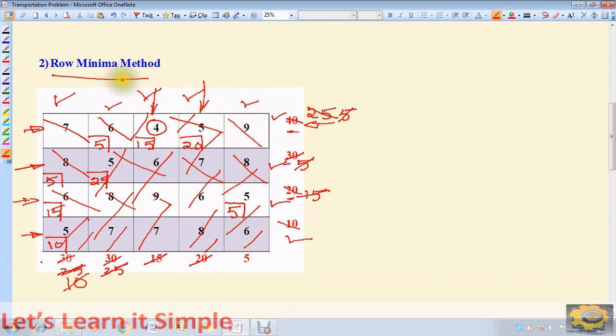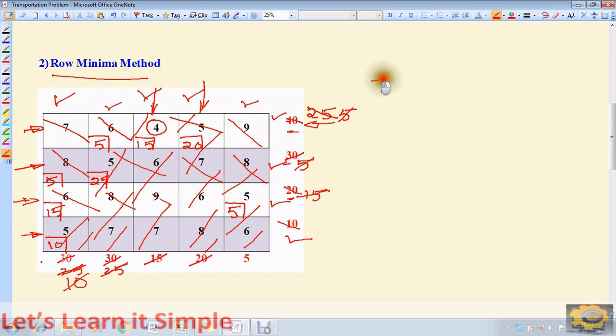So in this way, we have to allocate by the row minimum method. That is, we need to take the first row, look for the minimum value in that row, check the corresponding row and column values, and allocate. Continue till that row is vanished, then you have to select the next minimum. In that way, you have to vanish the first row, the second row, and so on.